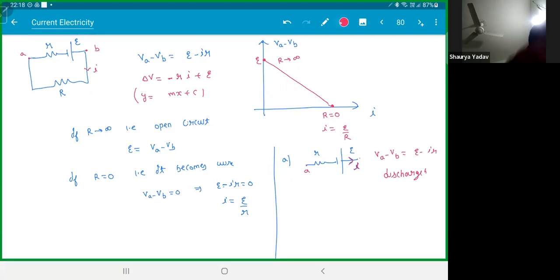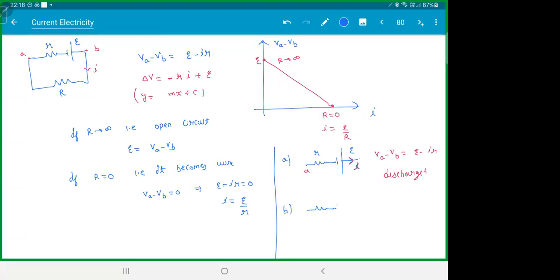Ideal battery तो कभी discharge नहीं होती. Ideal battery, मतलब then ideal battery में r is 0 है ना, EMF और potential difference same आएगा. Okay.